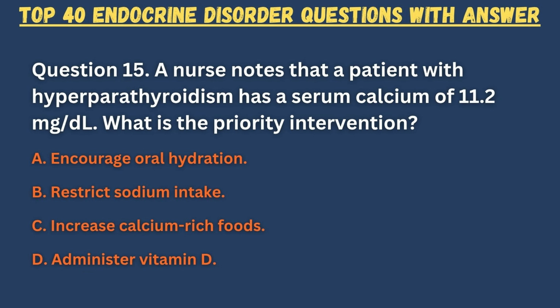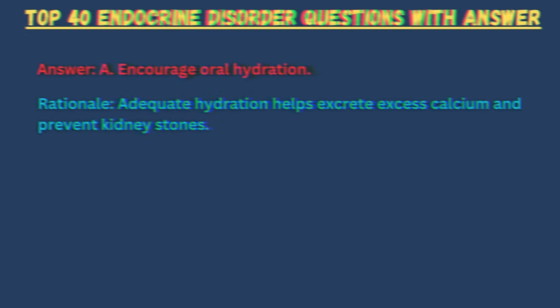Question 15. A nurse notes that a patient with hyperparathyroidism has a serum calcium of 11.2 mg per deciliter. What is the priority intervention? A. Encourage oral hydration. B. Restrict sodium intake. C. Increase calcium-rich foods. D. Administer vitamin D.